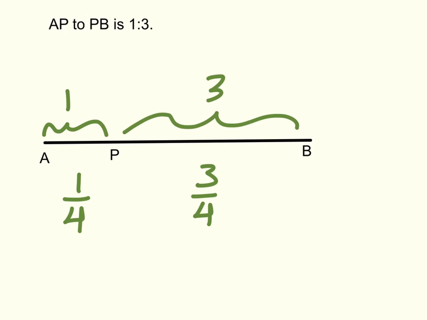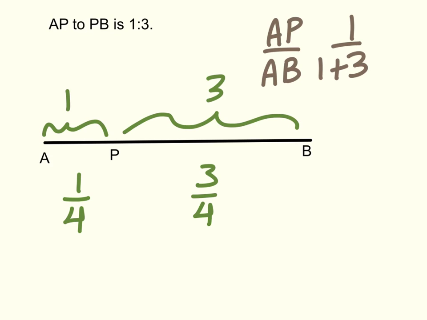So when we try to find where point P is located, we're looking for the point that is 1/4 of the way along the directed line segment from A to B. Here's how we need to think about it. AP over AB is not going to be 1 over 3. It's going to be 1 over 1 plus 3, the total distance across the line segment. And that's going to be 1 over 4. So let's take that number 1/4 and go back to our problem.